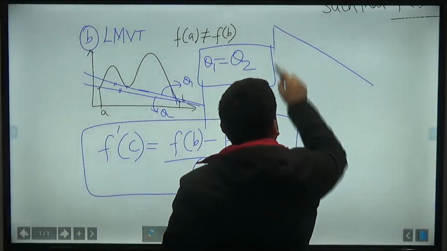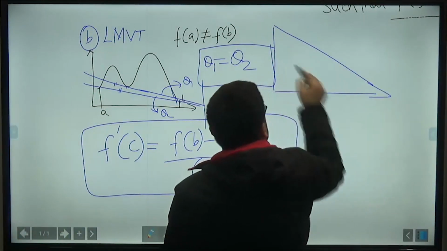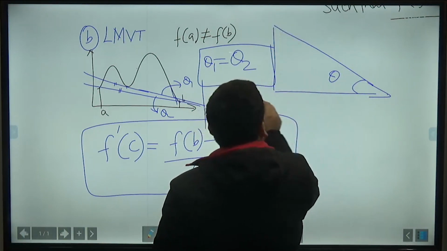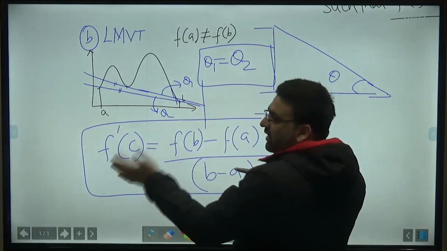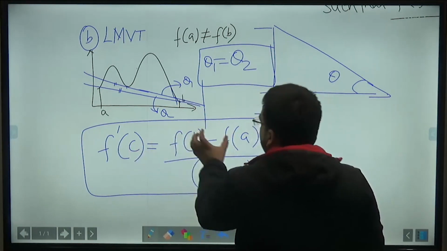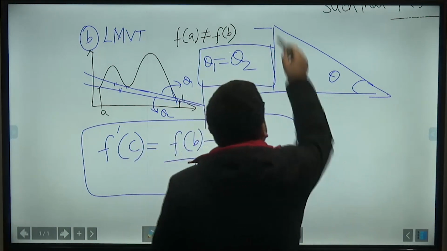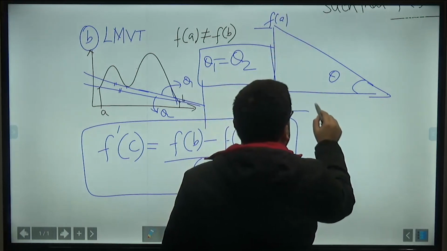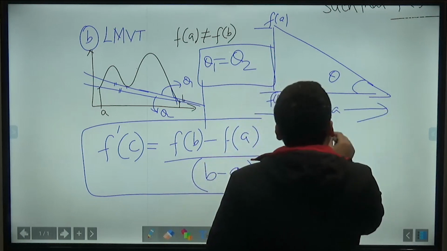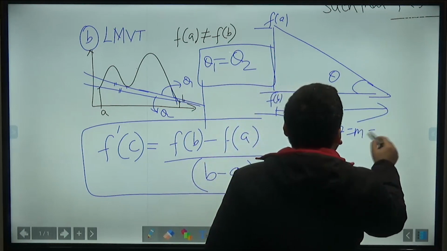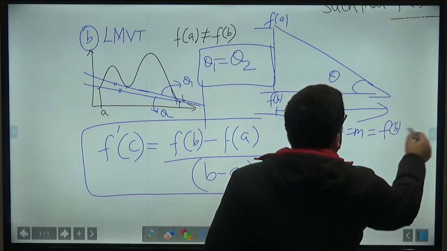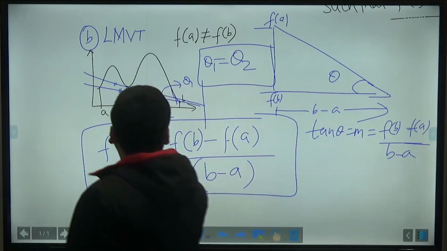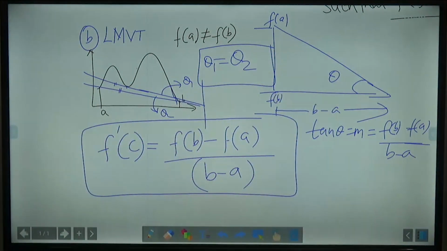Because if you have a line like this, this is my f of b, this is my f of a, right? So this theta will be equal to f of b, which is this perpendicular, that is f of b minus f of a. You can take negative also. If it is lesser, negative, positive, the same expression, right? This is my f of a, this is my f of b, and this whole thing is my b minus a. So tan theta, which is the slope, is equal to f of b minus f of a divided by b minus a. That is what we discussed in the Rolle's mean value theorem.